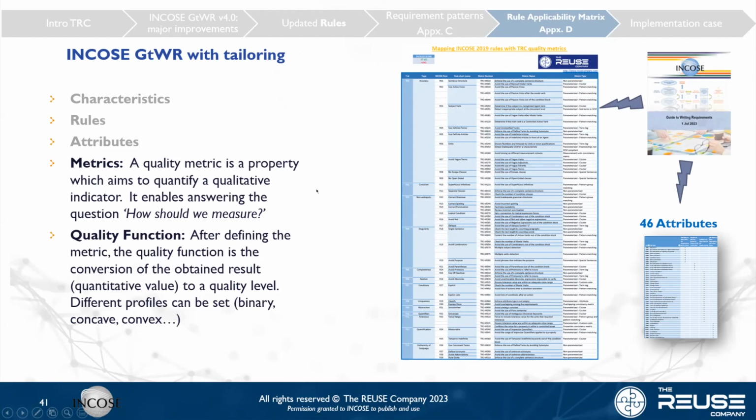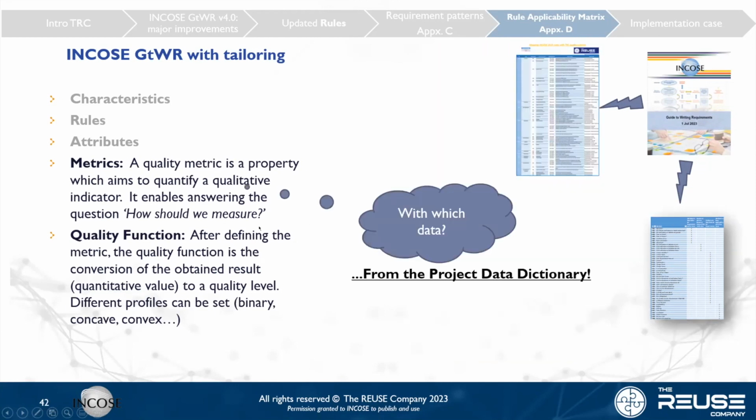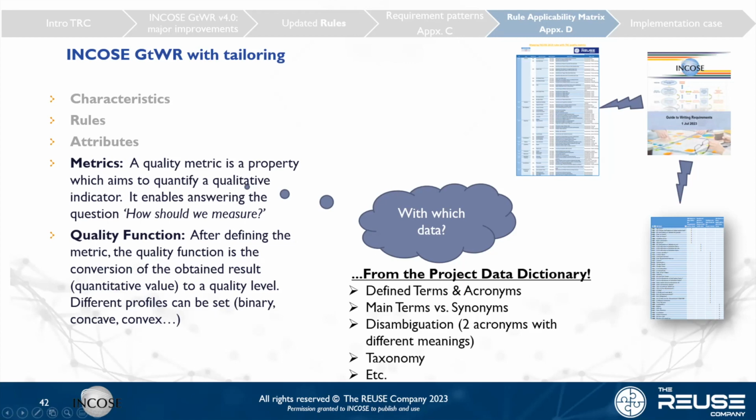I'll show my email information at the end of the presentation. And each metric, which basically answers the question, how should you measure the rule? Each metric provides a quality function, which converts this calculation into a 3-level rating, high, medium, low. And so this indicator needs some parameters, and most of the parameters we define here rely on the project data dictionary. Define terms and acronyms, main terms and synonyms.